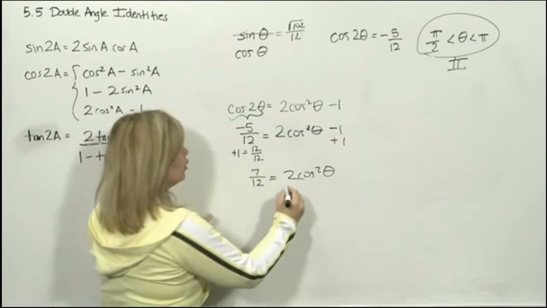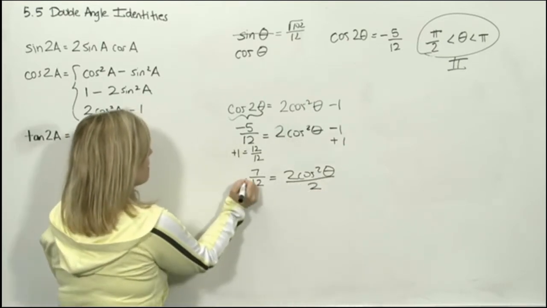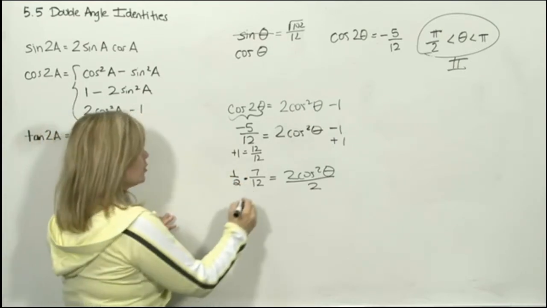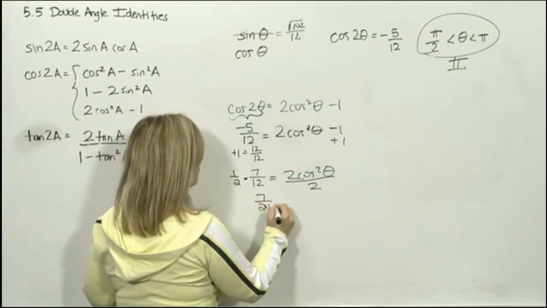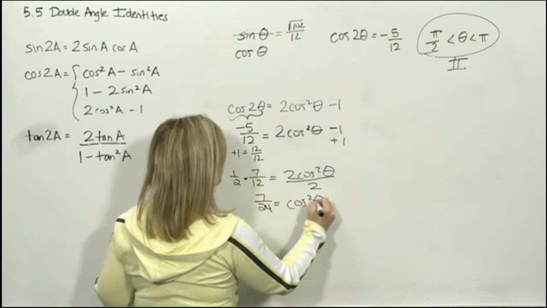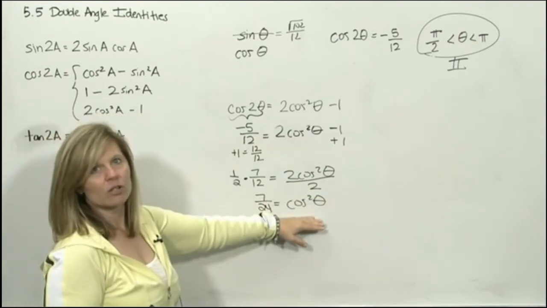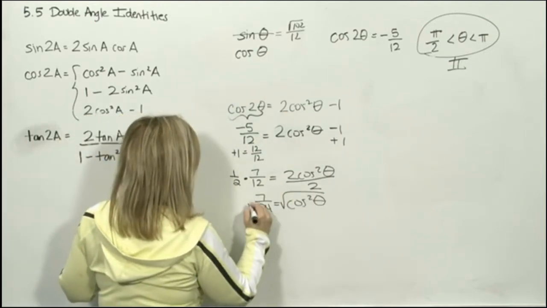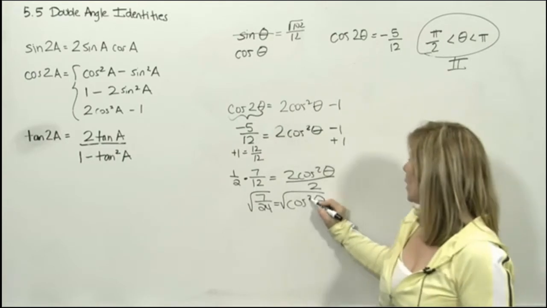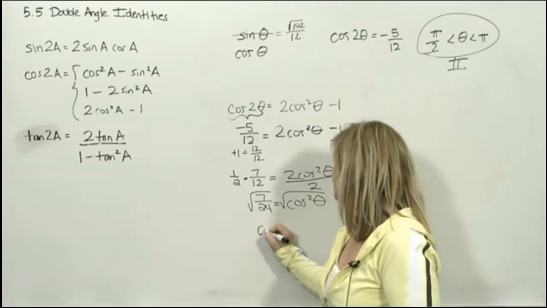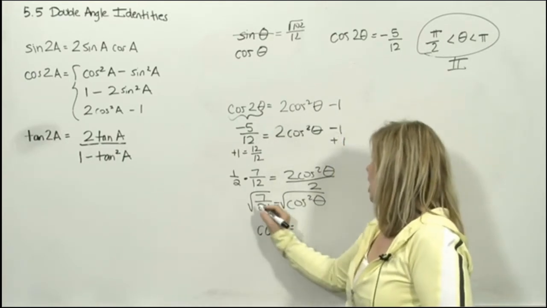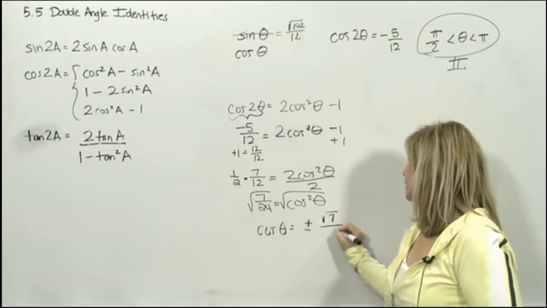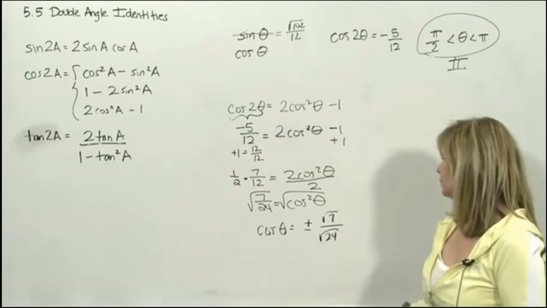Now we want to move the 2 by dividing, but dividing by 2 is like multiplying by the reciprocal, a half. So that would give me 7 over 24 equals cosine squared theta. I don't want cosine squared, I want cosine. So to get rid of a square, I square root. Squares and square roots cancel out. They're opposite inverse operations. I'm square rooting so I put a plus and a minus. I'm square rooting the 7, and I'm square rooting the 24.